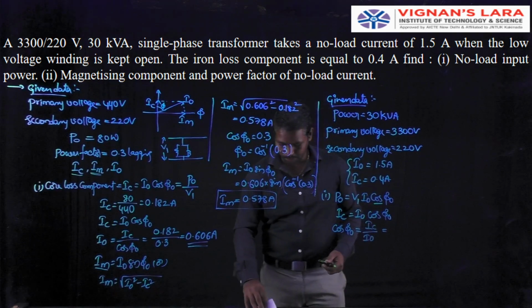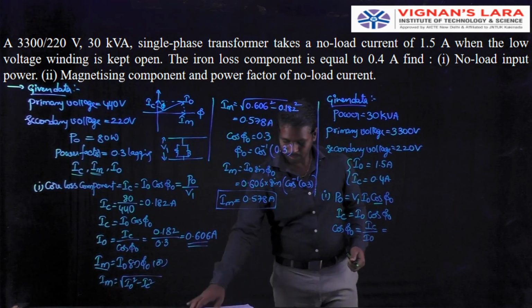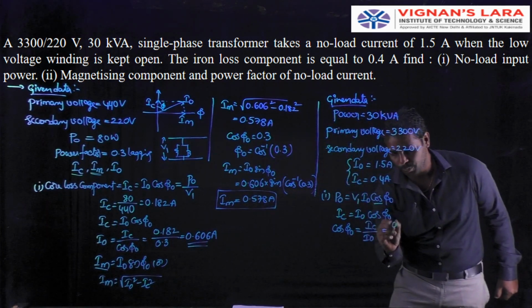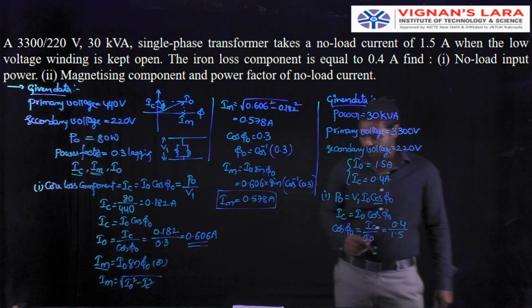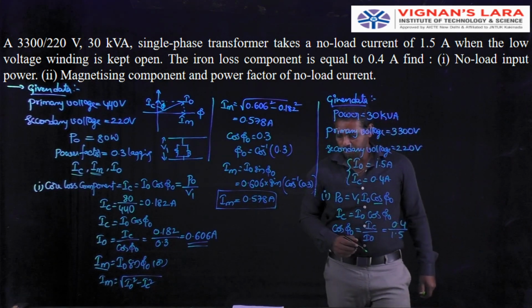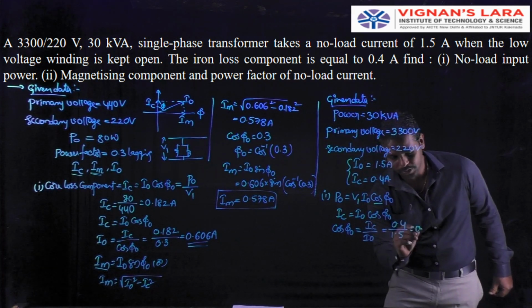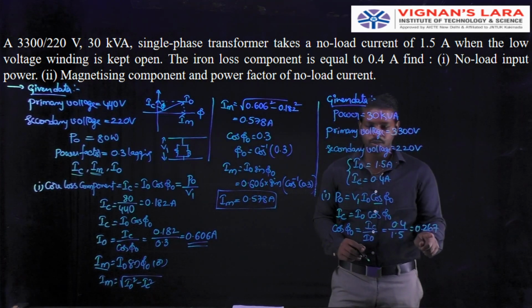Which is equal to 0.4 divided by 1.5, which is equal to 0.267. Cos phi naught is equal to 0.267.